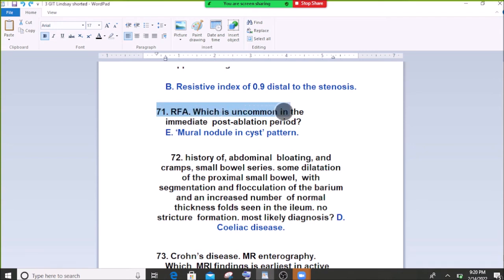71. After radiofrequency ablation, which is uncommon in the immediate post-ablation period? Mural nodule in the cyst pattern. After radiofrequency ablation, a mural nodule in the cyst pattern is uncommon.